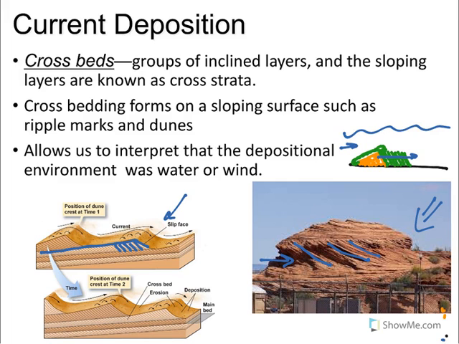What I want to bring your attention to on this picture, though, is you have these really high-angle cross beds, then you have these nice low-angle cross beds. That's telling you about the velocity of the water that made those cross beds. What's really great about this is I can model the river system that might have been here millions of years ago just by looking at the cross beds.